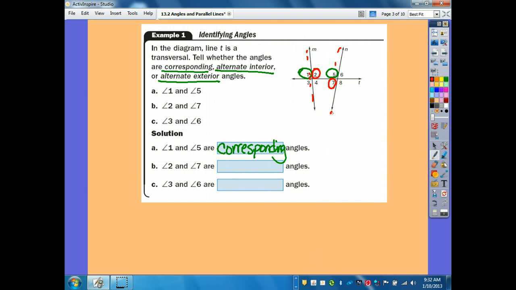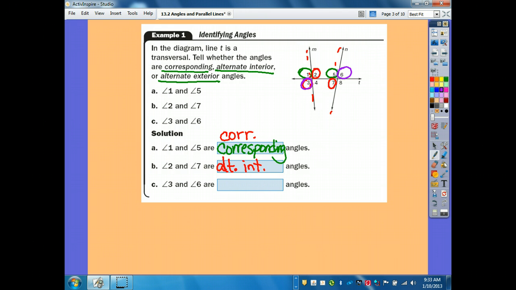So they are alternate interior. For corresponding today, I'll let you abbreviate CORR, corresponding angle. Now let's go to angles 3 and 6. 3 and 6. Corresponding? Yes or no?